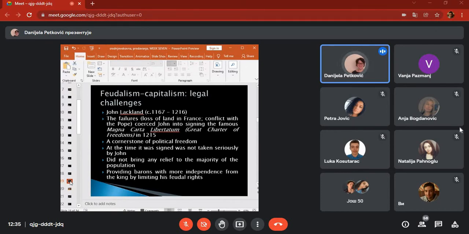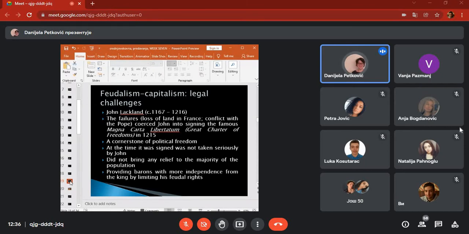So there were legal challenges, of course economic challenges, political. They're never easily separated, or they're inseparable actually to begin with. But when it comes to legal challenges, one of the most conspicuous, one of the most far-reaching consequences, is of course the signing of Magna Carta Libertatum in the field outside London in 1215 by John Lackland, who was Richard Lionheart's brother.